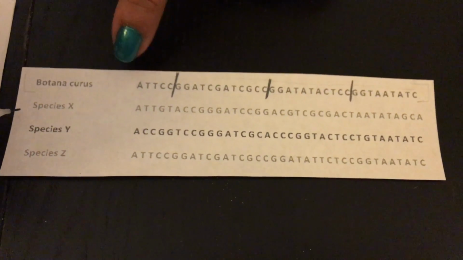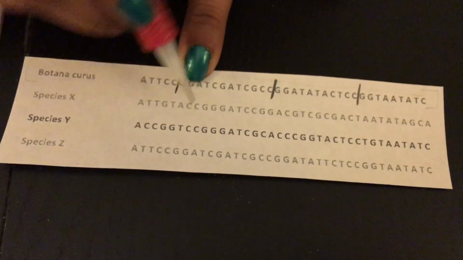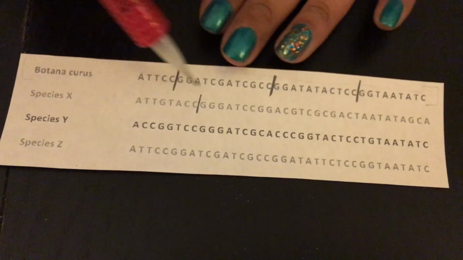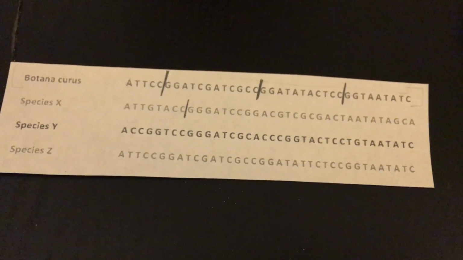Now I will cut the segments for species X. I will scan, see CCGG, and place a slash. Please do this now to all of the DNA segments for the rest of the paper.